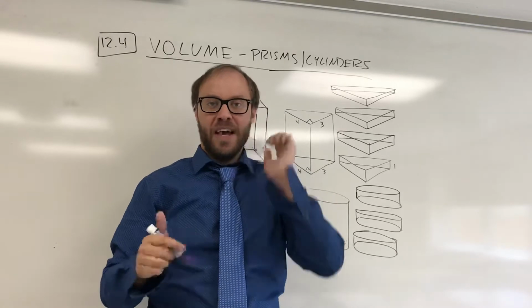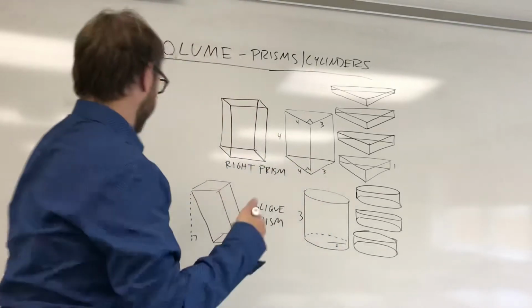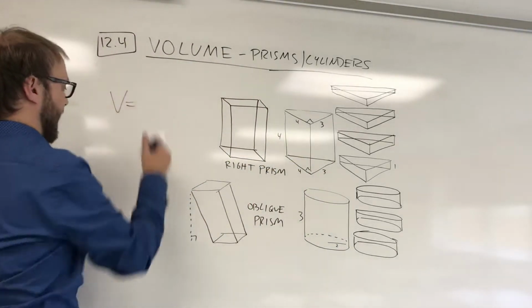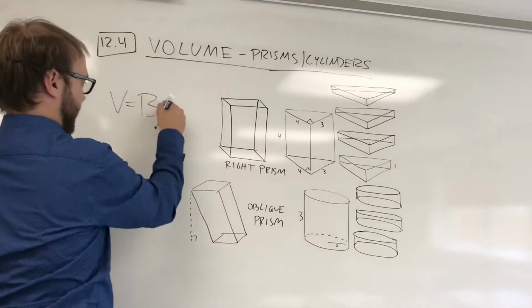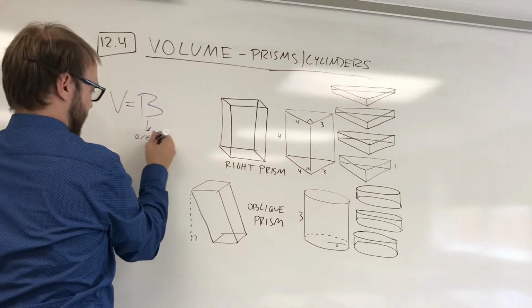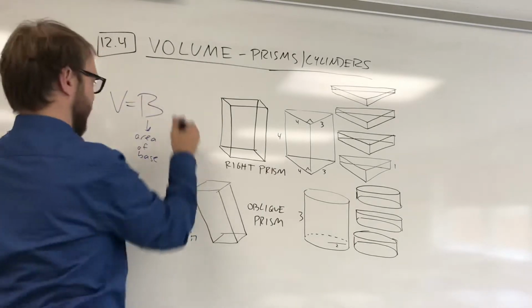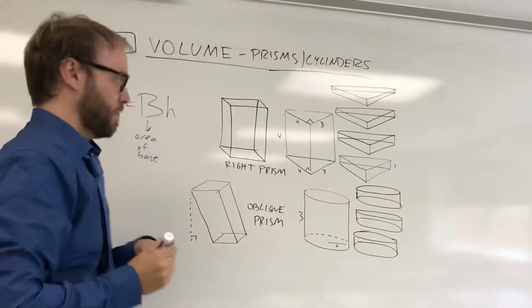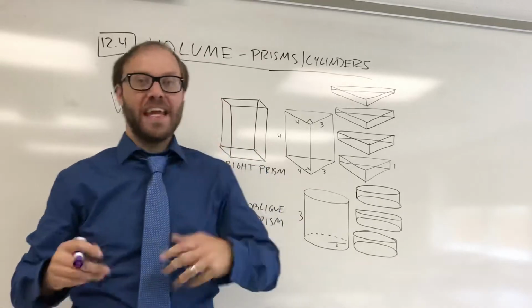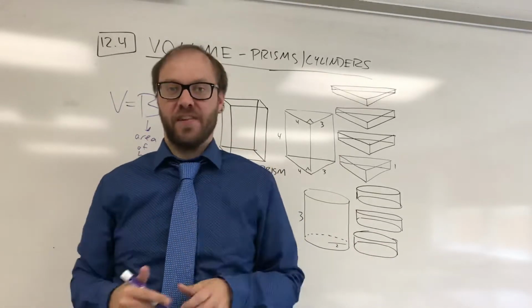And so the visual here really is that volume is equal to the area of the base. And I'm going to use a capital B to represent the area of the base. So you're going to have to find the area of the base and then multiply it by the height, okay? And that's going to work for any kind of prism, any kind of cylinder, all right?